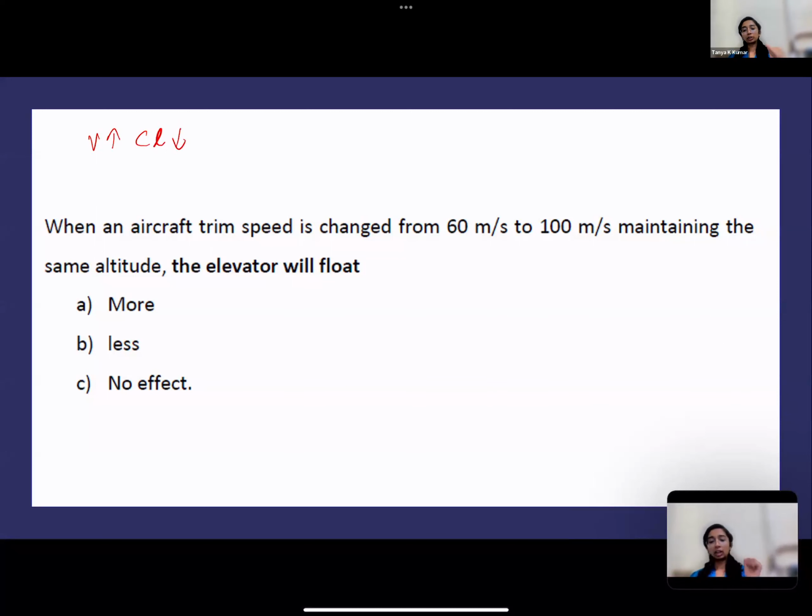Yes. How do you reduce your CL? You have to reduce your angle of attack. So alpha tail has to reduce. Correct? Yes. How do you reduce your angle of attack? How do you reduce alpha tail?